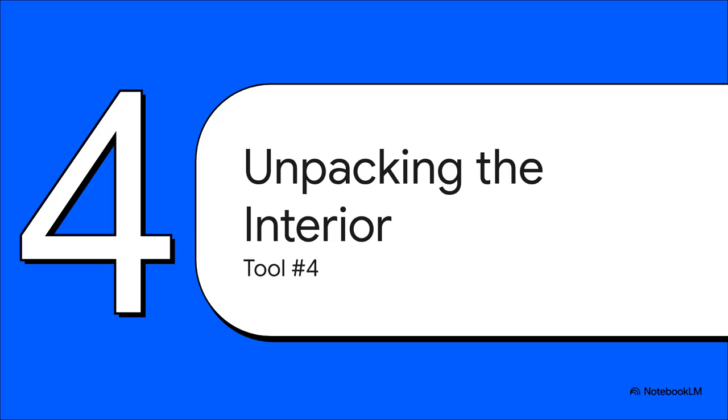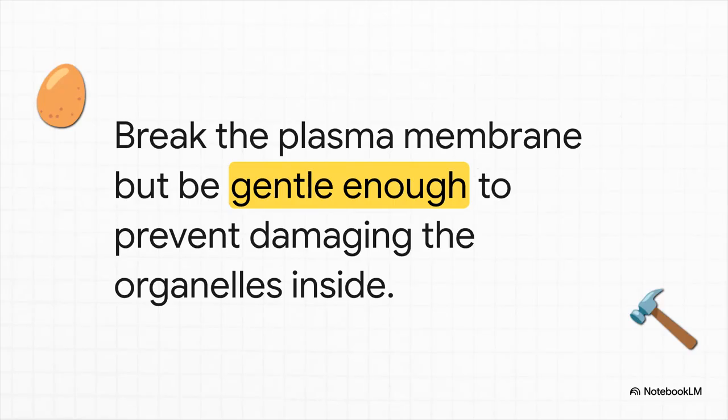Now it's time for the final frontier, getting inside. How do we crack open the cell and start studying its individual parts, the nucleus, the mitochondria, the tiny ribosomes? Now, this is a delicate operation. You have to break open that outer membrane. It's a process called homogenization. But you have to do it gently enough that you don't just smash all the tiny, complex machinery inside. Think of it like trying to crack a walnut perfectly so you get the kernel out whole.